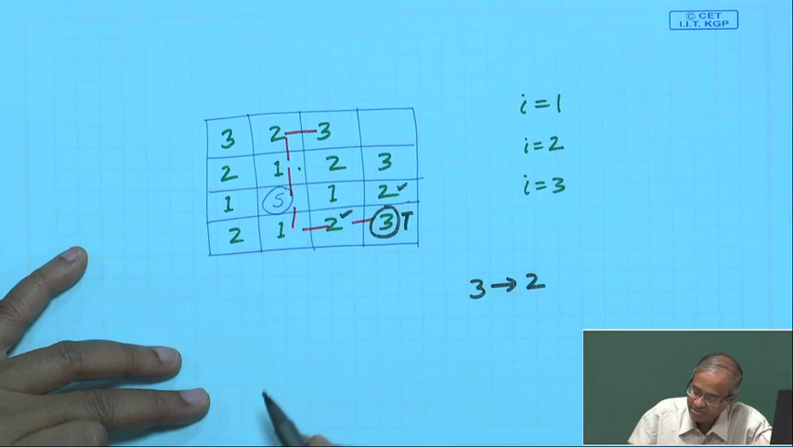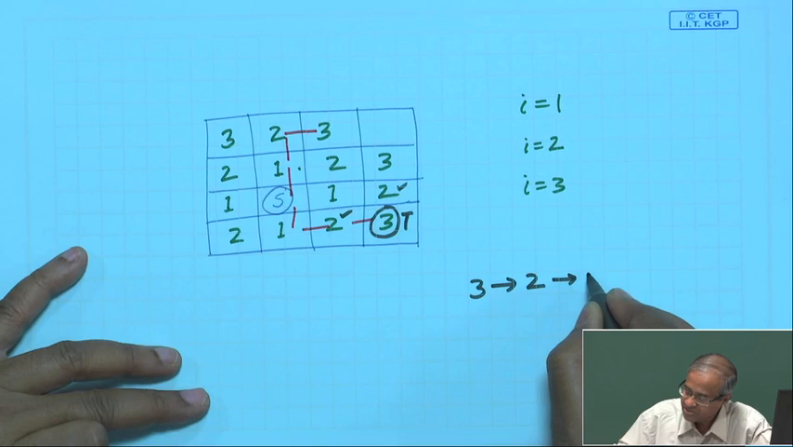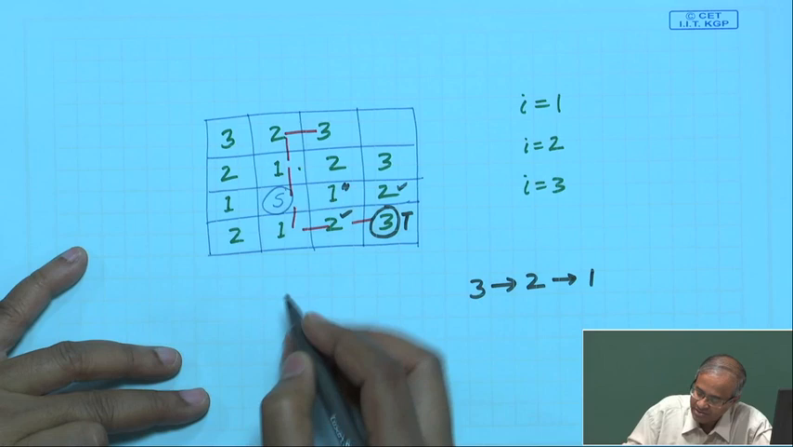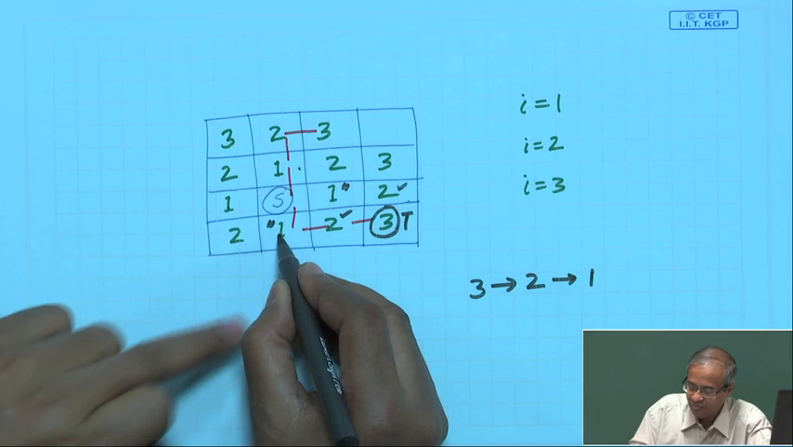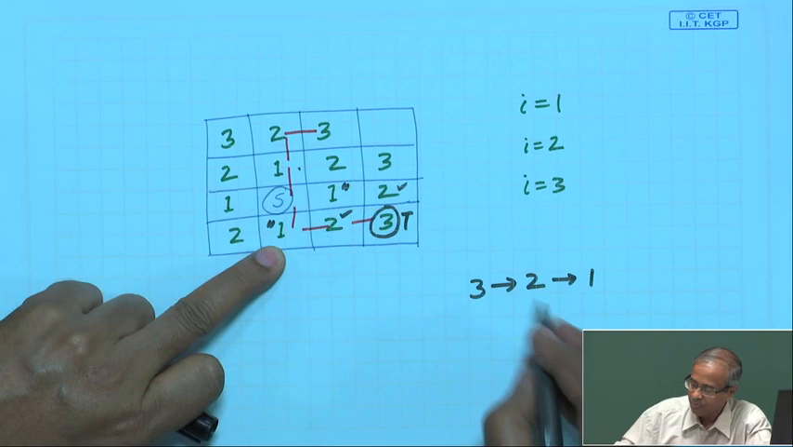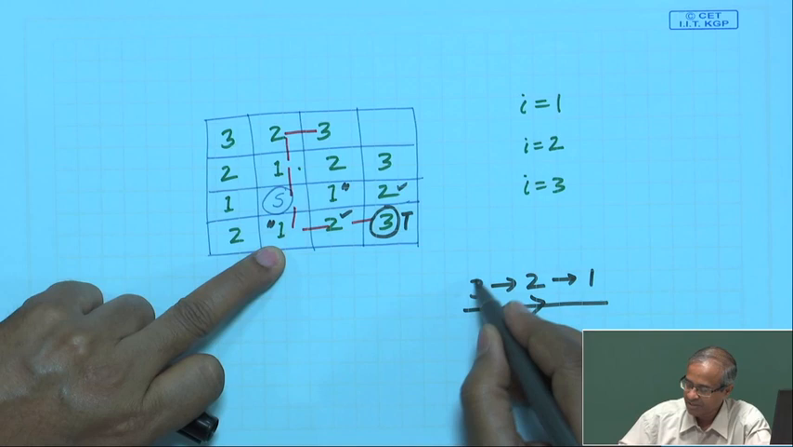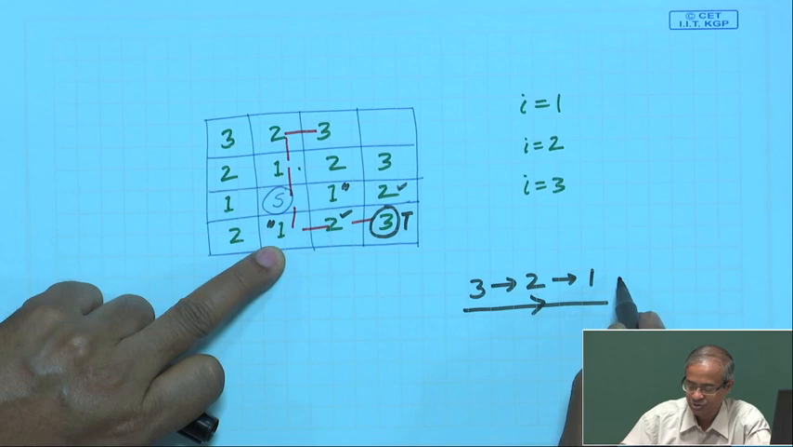From this 2 again, you go to a cell which is marked as 1. So, here again there are two choices, either you can go here or you can come here. Let us say I move here, and once I have 1, I know that the adjacent cell of 1 is S, you find out where it is. So, this is the sequence in which you do the backtrace. Starting from a cell labeled with 3, you go to a cell labeled with 2, labeled with 1, and so on. And as you can see, at each step there can be multiple choices or possibilities.